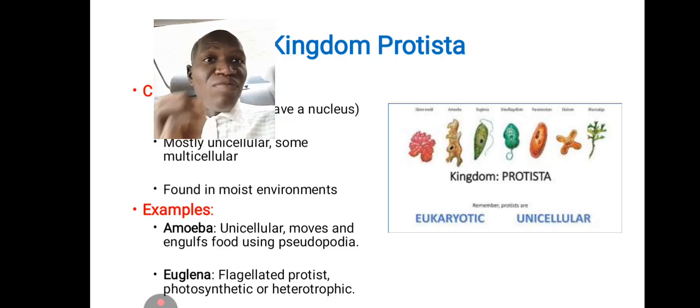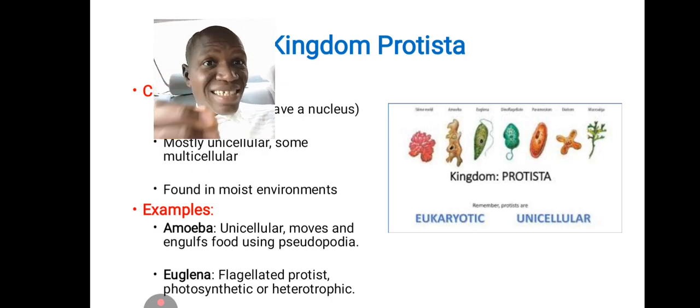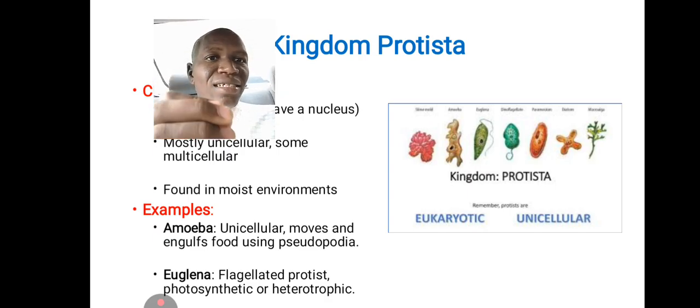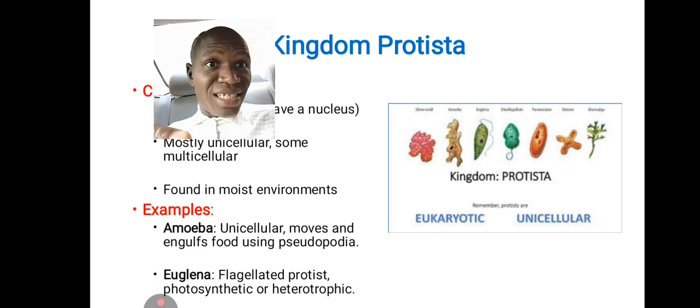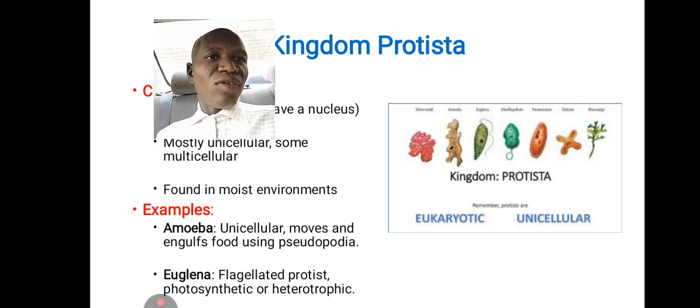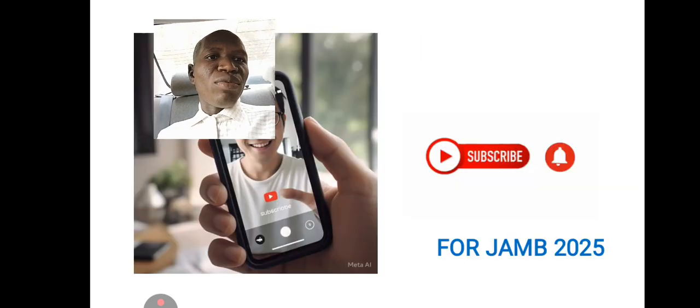This is the big difference, and they can ask you the prominent difference between organisms in the kingdom Monera and the kingdom Protista. It is the nucleus. That's where they will head to, because that's the major thing. While Monera don't have a well-defined nucleus, Protista have. I hope you get this.